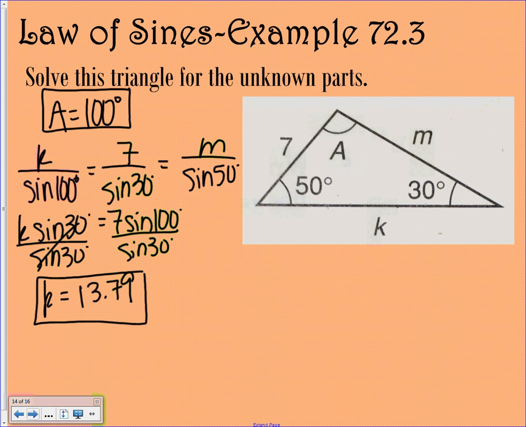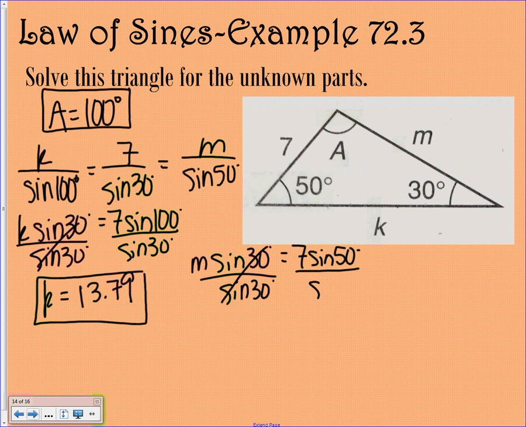And then if we use the second and third ratio to solve for M, we'd have M times sine of 30 equals 7 sine of 50. And then divide by the sine of 30. And if you plug that into your calculator, you should get 10.72.